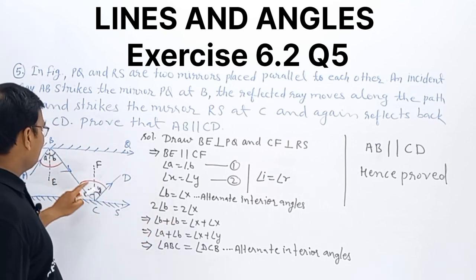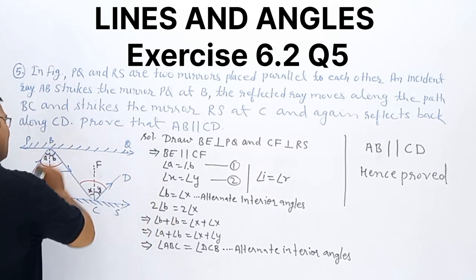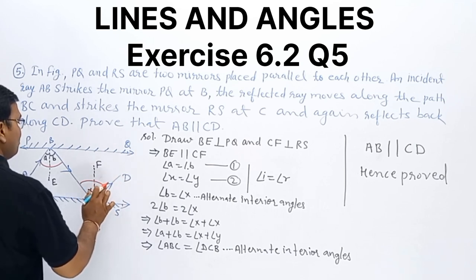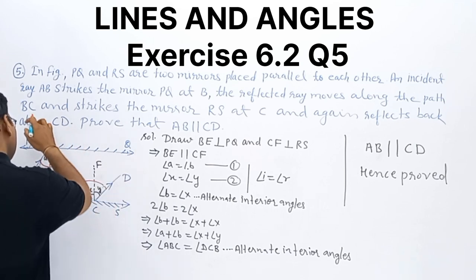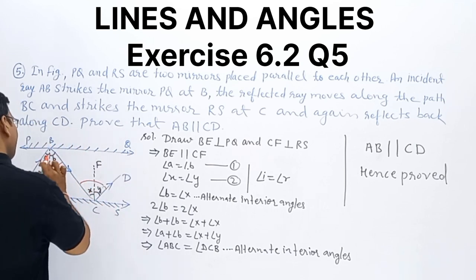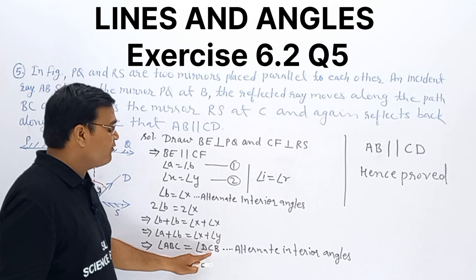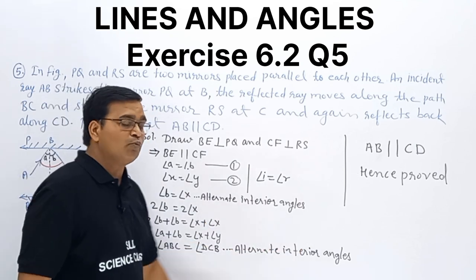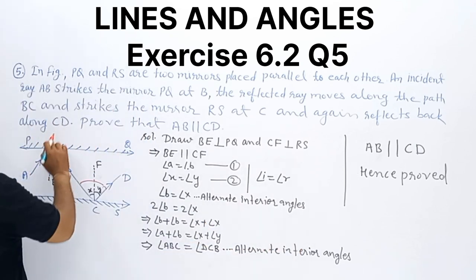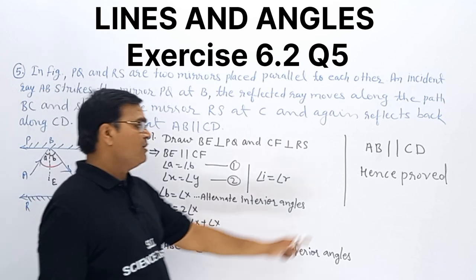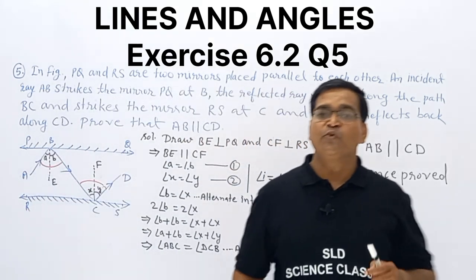So this angle equals this one, it means once both lines are parallel, then this will be what? Transversal, and once this is transversal, then this angle will be equal to this angle. Why? Because alternate interior angles. So we can say this line will be parallel to this one. This one we wanted to prove. So we proved this one.